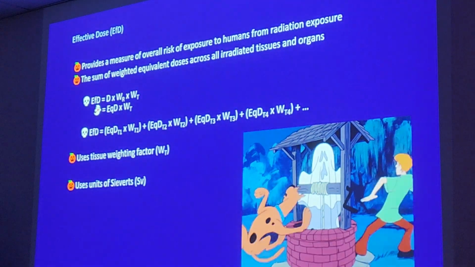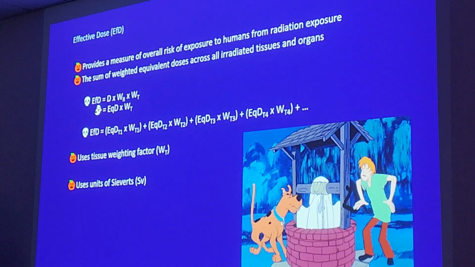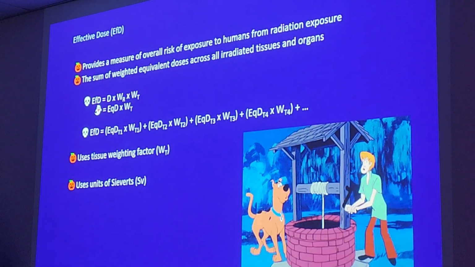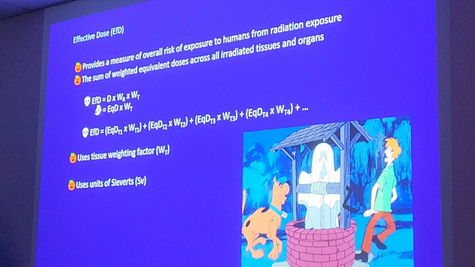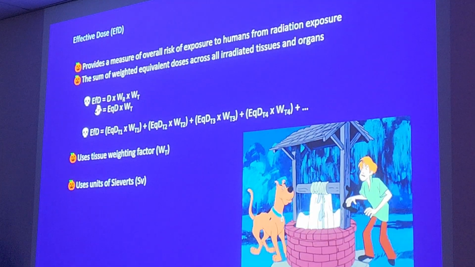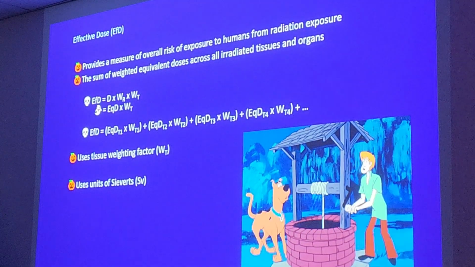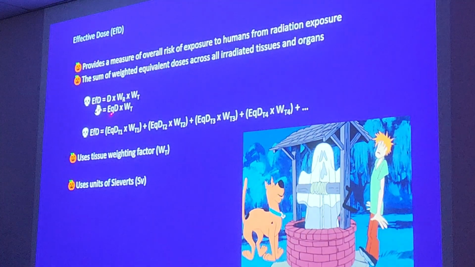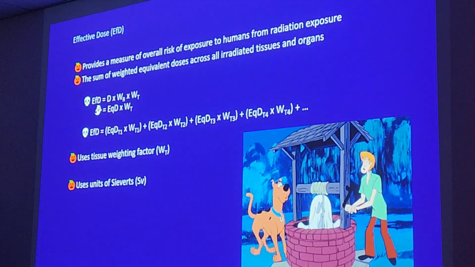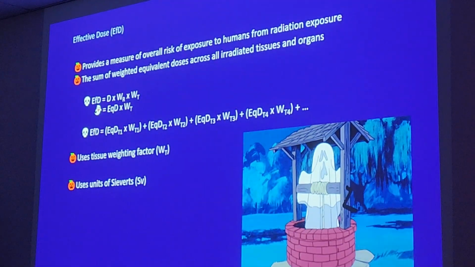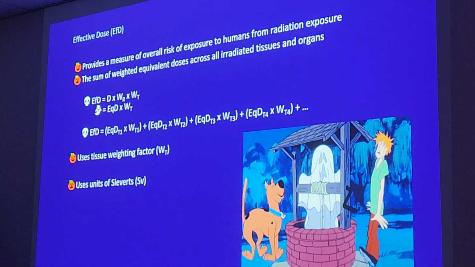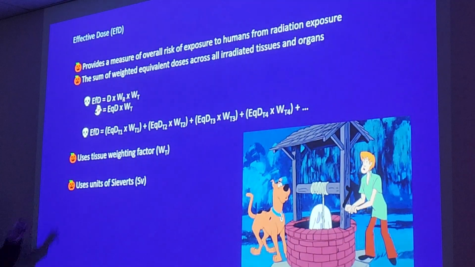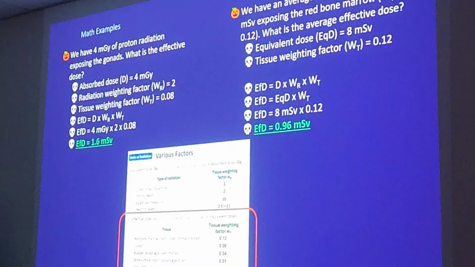Effective dose, we know what that is. Overall risk of exposure to humans from radiation exposure. And how do we calculate that? So it's basically your equivalent dose times the weighting factor of the tissue. And the units are sieverts. And I'll show you a math problem as an example.